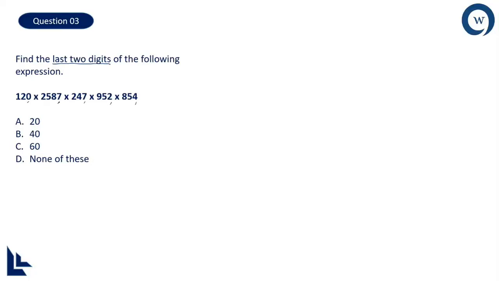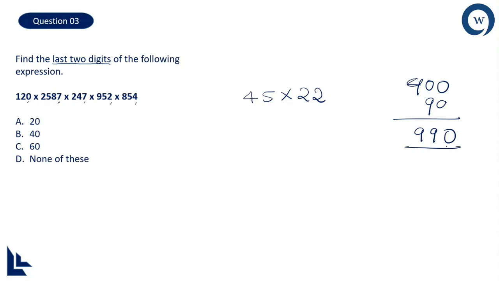And before I tell you the shortcut to find out the last 2 digits whenever a product is given, I'll take a simple example, something like 45 into 22. Tell me, what will be the last 2 digits of this expression, 45 into 22? 45 into 20 will give me 900 as the answer, and 45 into 2 will give me 90 as the answer. So final answer is 990, if I'm not wrong. 990. Now for 45 into 22, it's an easy calculation and you can do this, but how to get the answer quickly, that is important.